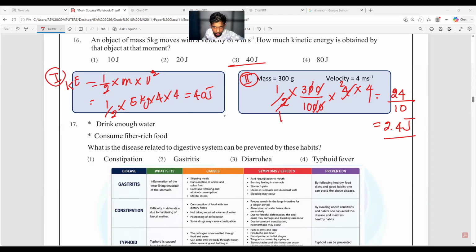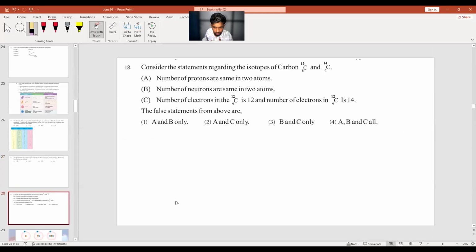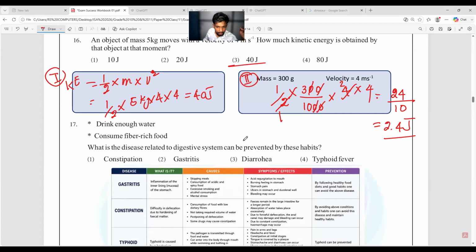Okay, note down this one. Make it quick, make it quick. Don't take more time. We want to move to the next question. So please make it quick. Regarding the isotopes, question number 18. My kind request is to take the printouts, right?